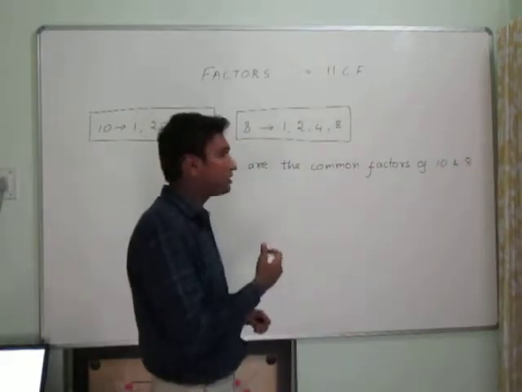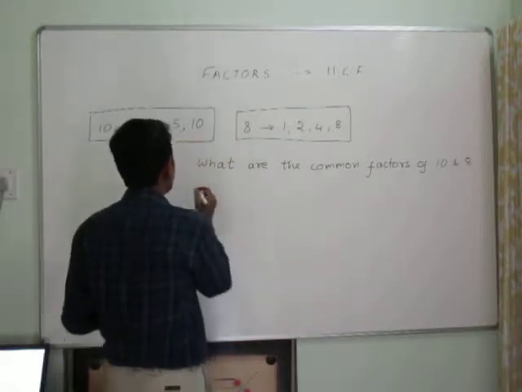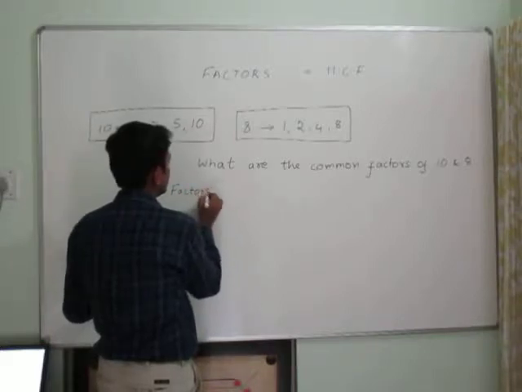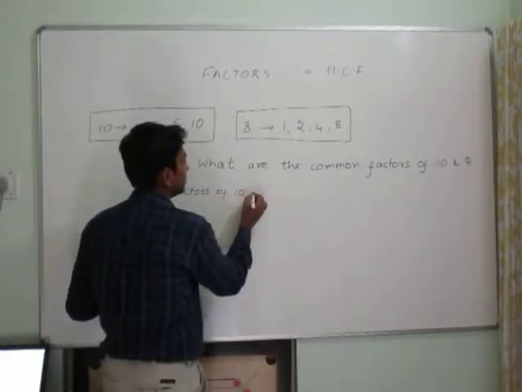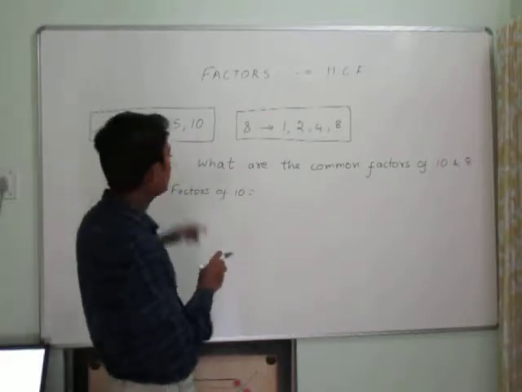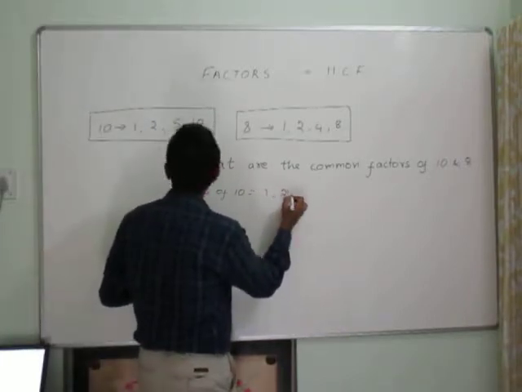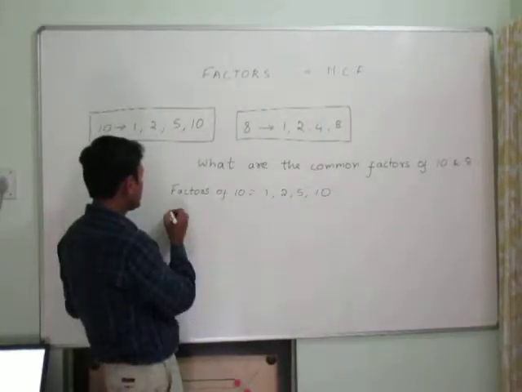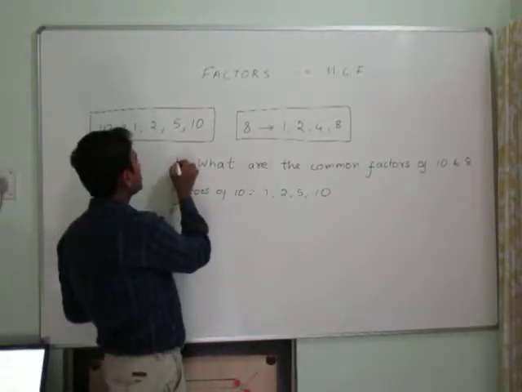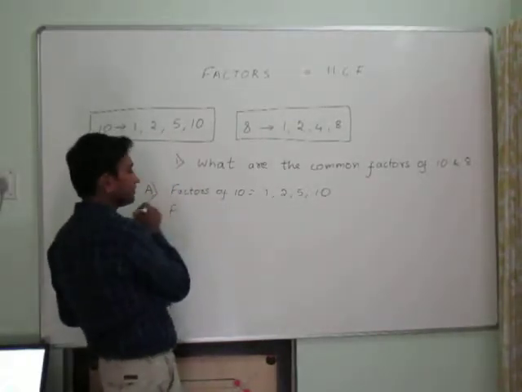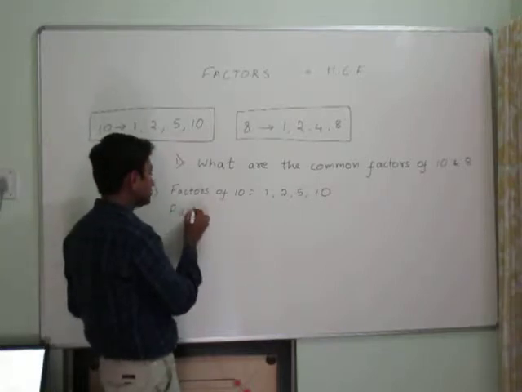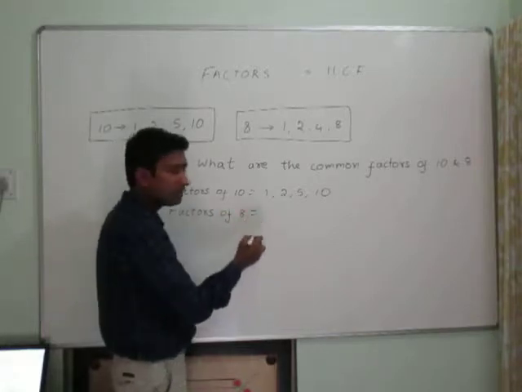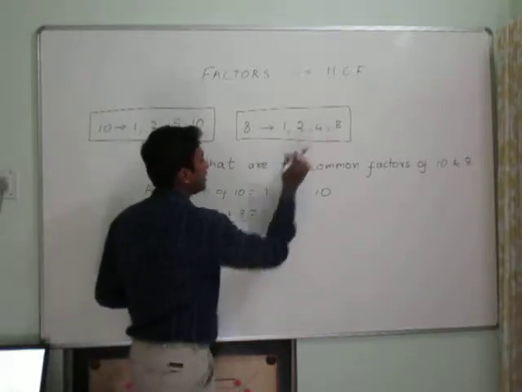If this is the question, the solution will be: first you write the factors of 10, which we have here already: 1, 2, 5, 10. Next, the factors of 8 equal 1, 2, 4 and 8.